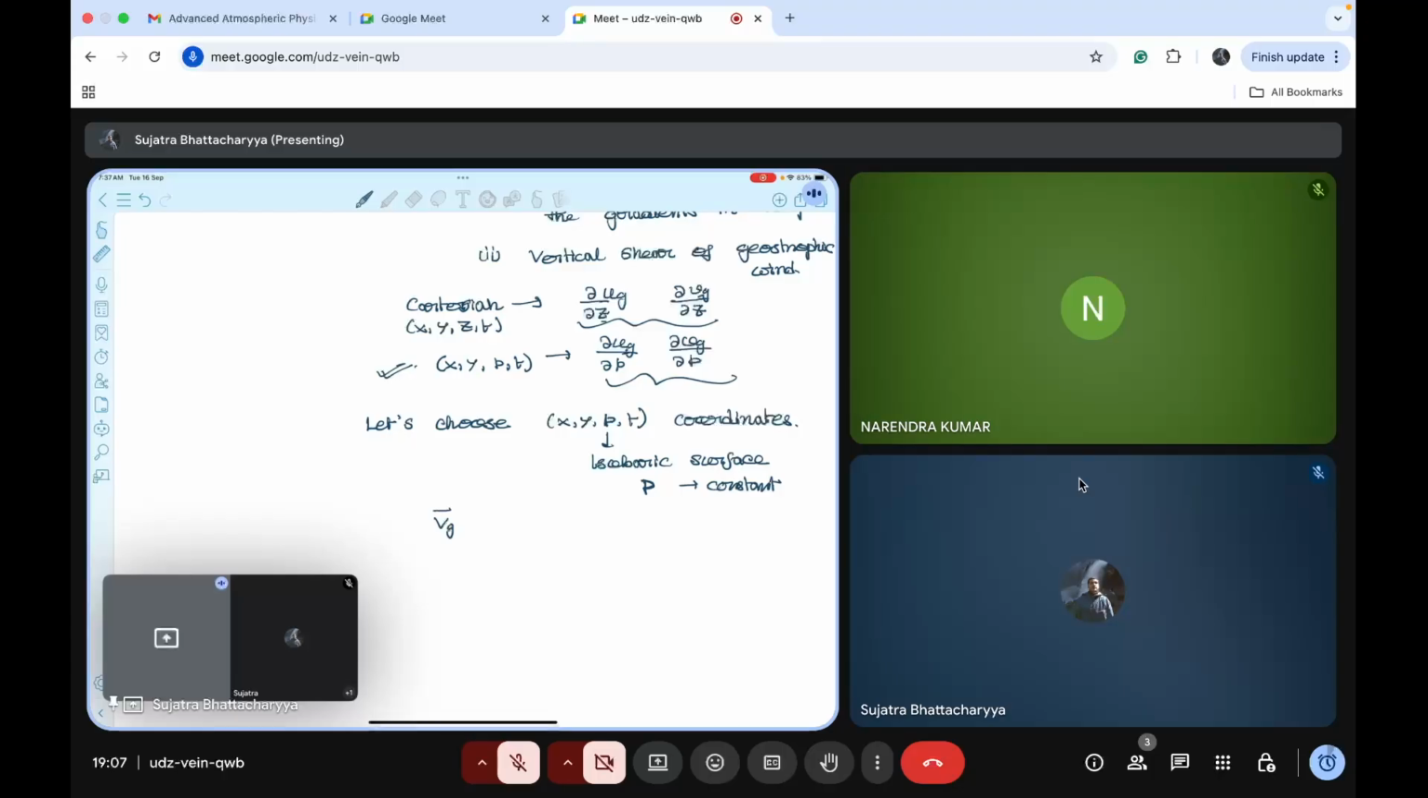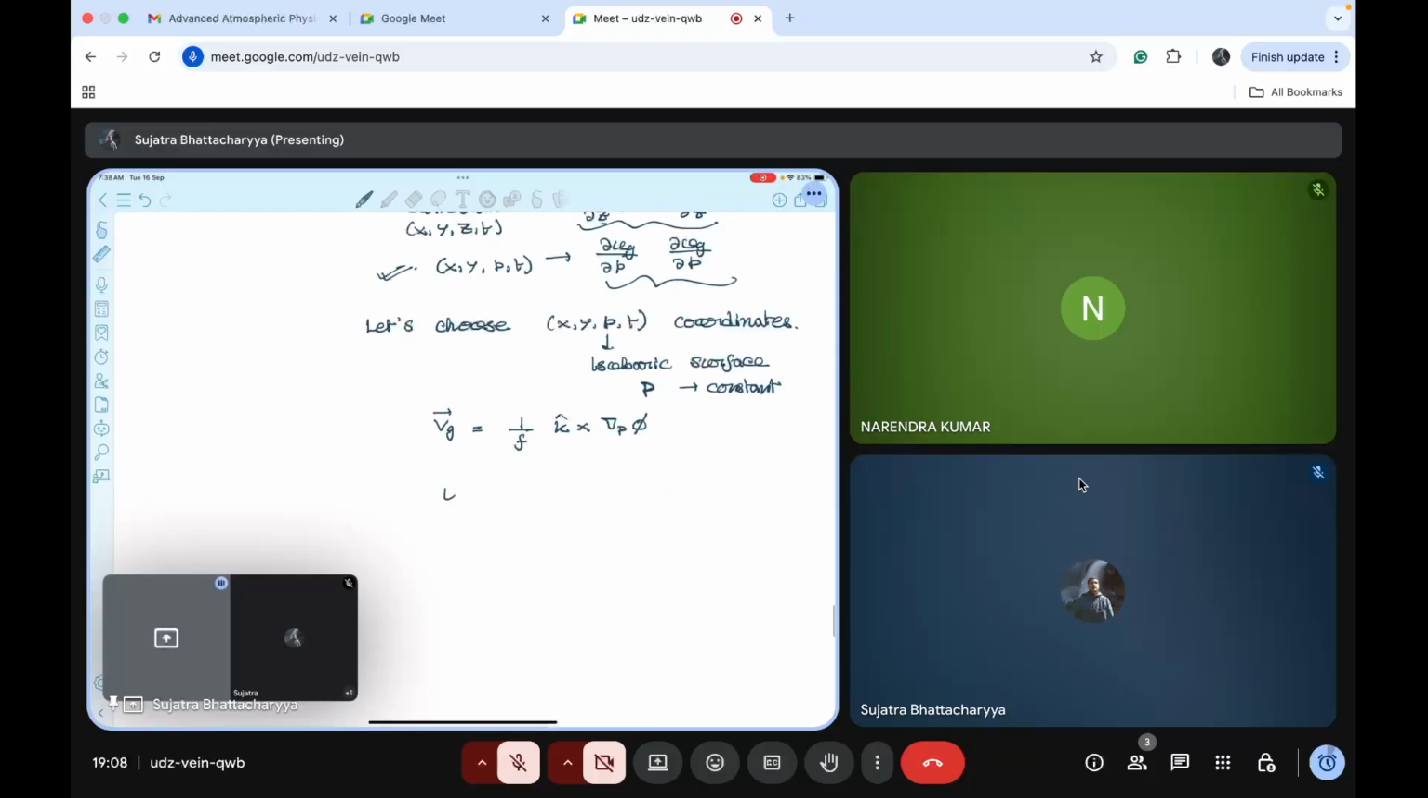First, what is the geostrophic wind? We know this very well. It is k cross grad p of phi. Why grad phi? Because it is x, y, p, t coordinate, pressure coordinate. In pressure coordinate, geostrophic wind depends on the gradient of the geopotential, not the pressure. So the zonal component UG is minus 1 by f delta phi by delta y, and VG is 1 by f delta phi by delta x.